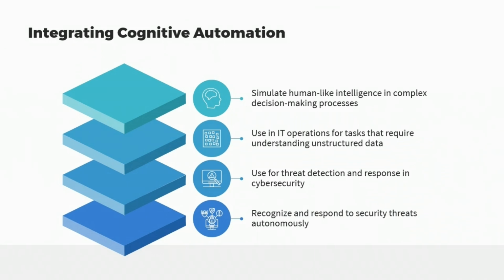And in cybersecurity, cognitive automation plays a really important role in threat detection and response by continuously monitoring network traffic, analyzing system logs, and identifying suspicious activities. And these systems can recognize and respond to security threats autonomously, mitigating risks in real time and enhancing overall cybersecurity postures.